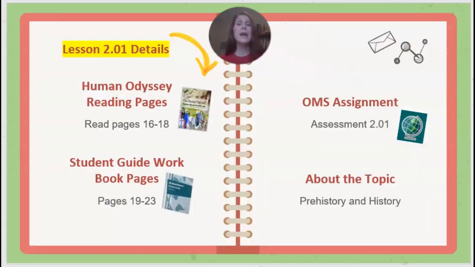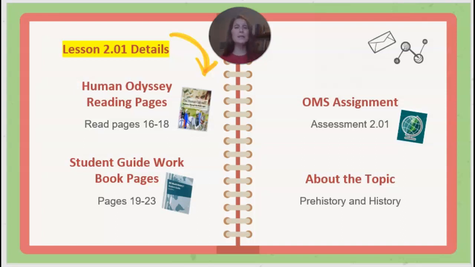So this is how your flip video notes will look. I'll go ahead and describe this on the video. Lesson 2.01 details: we've got the Human Odyssey reading, pages 16 to 18, which is right here. And I know lesson 2.01 has pages 16 to 20.